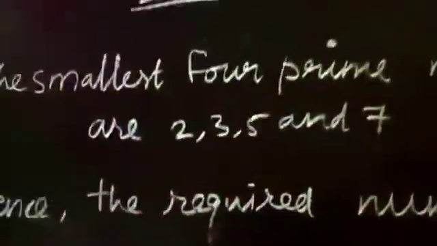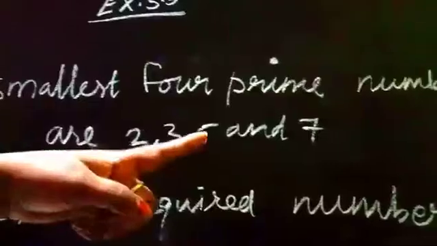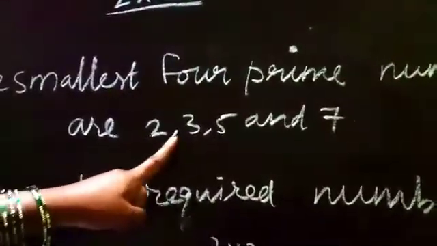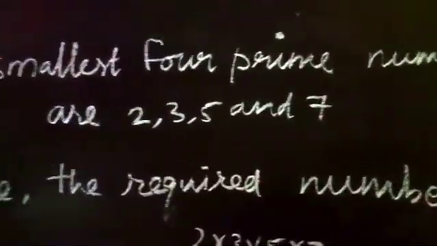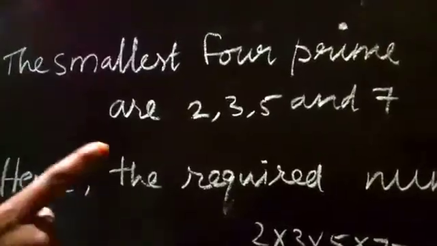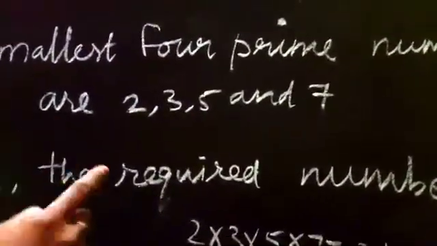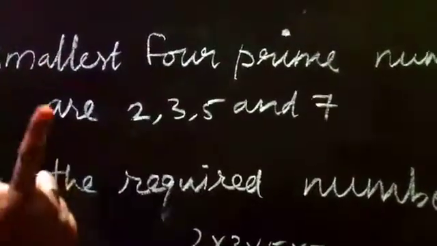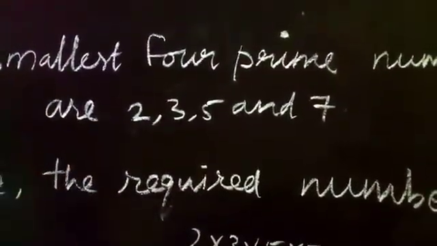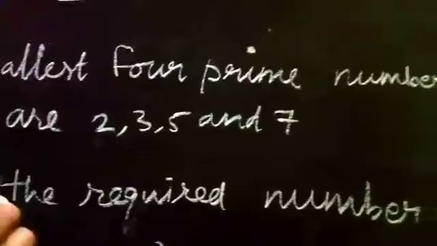12th question is, I am the smallest number having 4 different prime factors. Can you find me? The smallest 4 prime numbers are 2, 3, 5 and 7. This is the smallest number. Prime numbers, once again I am telling, prime numbers means it will go in that table only one time. Other tables it won't come.